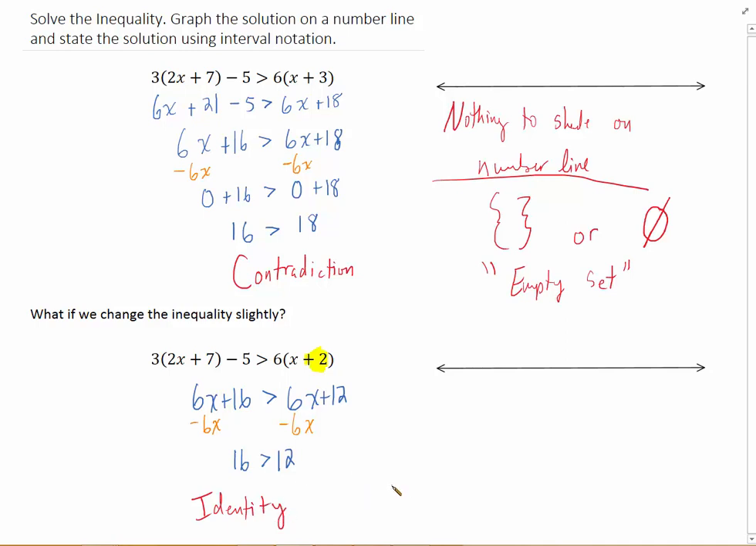And what this means is any value for x could be a solution. And so what we could do is shade the entire number line. And since we've shaded the entire number line all the way from the left to all the way on the right, the interval notation that we would write as the solution would be the set from negative infinity to positive infinity.